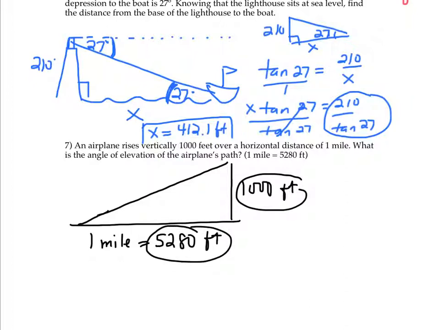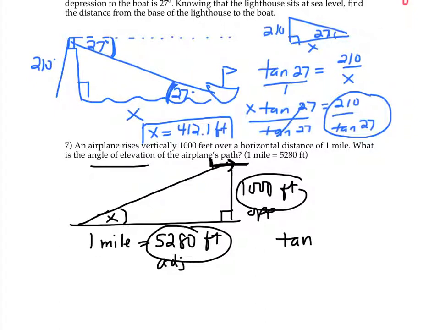Okay, so a vertical line is perpendicular to a horizontal line. That gives us our right angle. And this is our plane up here. Okay, no, it's not a very good plane, but it's our plane nonetheless. All right, we want to know the angle of elevation of the airplane's path. So we're looking for this angle right here. All right, so for that angle, 1,000 feet is the opposite side, 5,280 feet is the adjacent side. So again, we're going to be working with tangent.